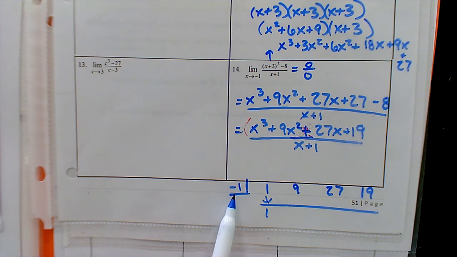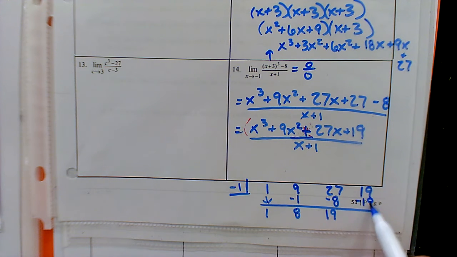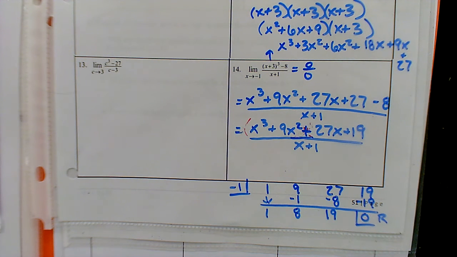That number times the block number gives us -1. We write that underneath the next coefficient value, and then we're going to add those together, which would give us 8. And we're going to repeat the process. 8 times -1 is -8. Add to 27, we get 19. 19 times -1 is -19. Add to 19, we get 0. Now that 0 is representing the remainder, since we are going through a division process. So since the remainder is 0, you know that this x plus 1 factor goes in evenly. There's nothing left over.